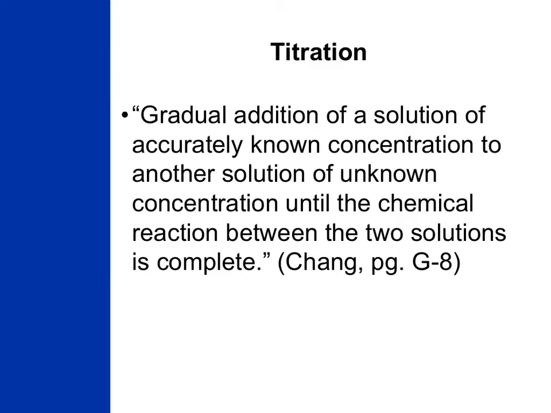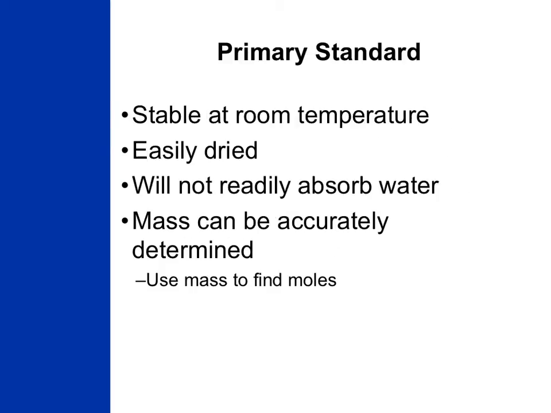technique. If we look back at Chang's definition for a titration, it raises the question, how do we accurately know the concentration of the known solution? In most cases in our lab, we're going to use a primary standard to accurately determine the concentration of our known concentration solution. This is a substance that is stable at room temperature, is easily dried, will not readily absorb water, and its mass can be accurately determined.